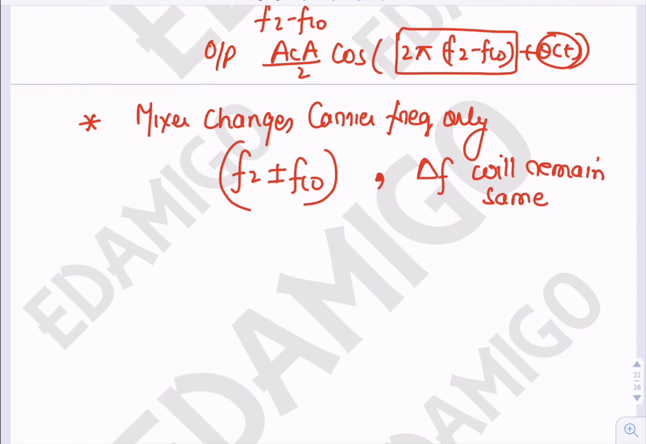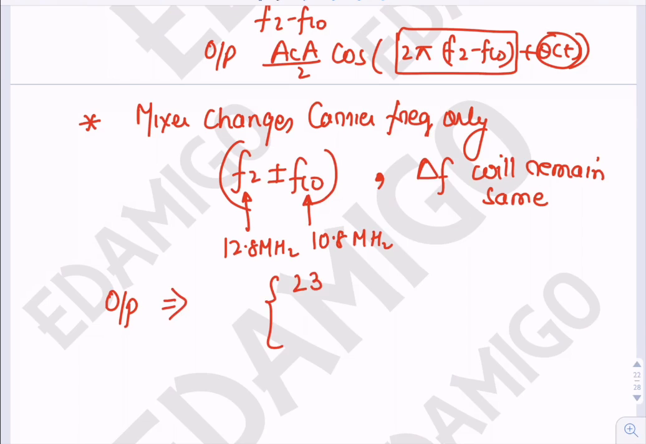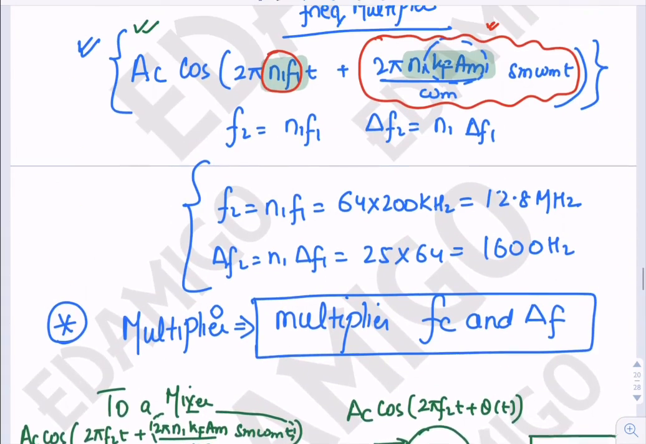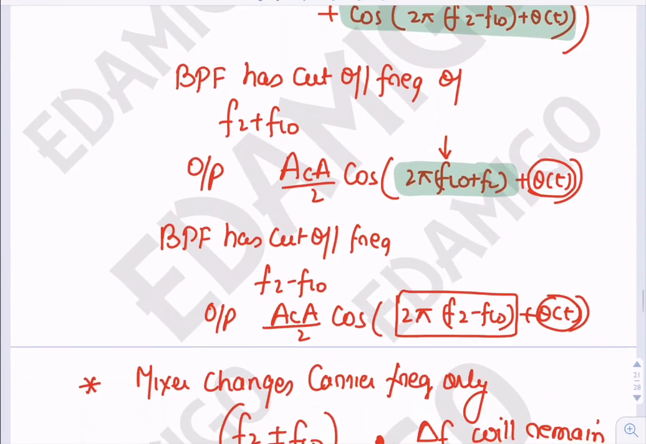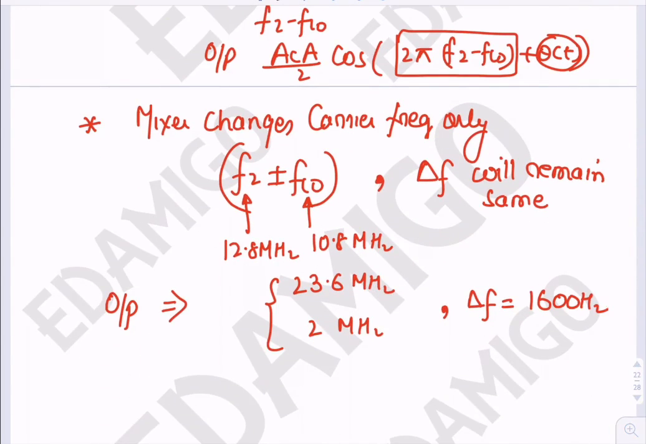Okay, so let us say that, as we know, F2 was 12.8 megahertz and FLO is 10.8 megahertz. So the output of the mixer will have the carrier frequency that is the addition of these two, that is 23.6 megahertz, or the subtraction, that is 2 megahertz, but the delta F will remain the same. What was the delta F at the input? It was 1600 hertz, so it will remain the same, 1600 hertz. So the mixer changes only the carrier frequency.